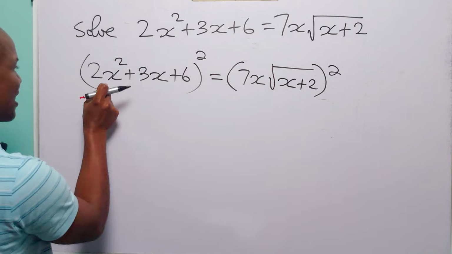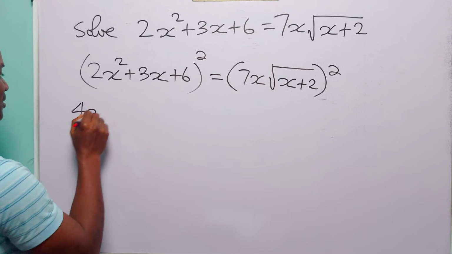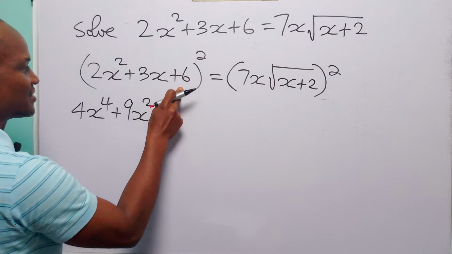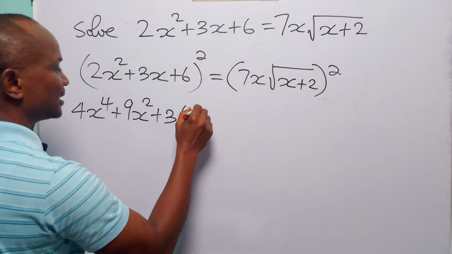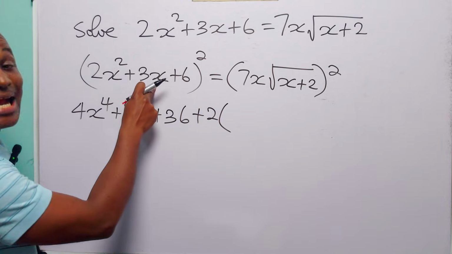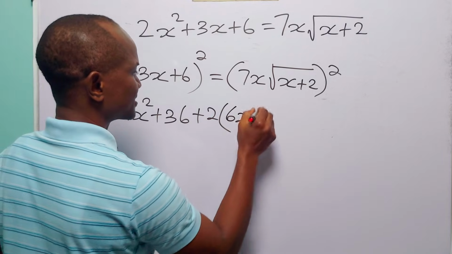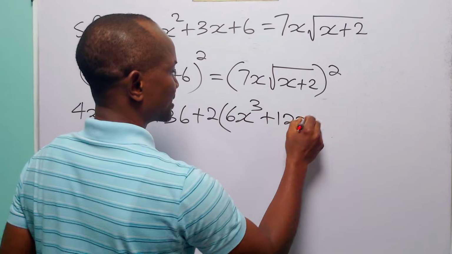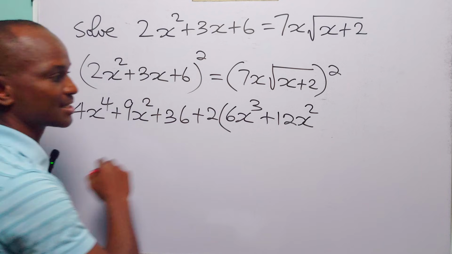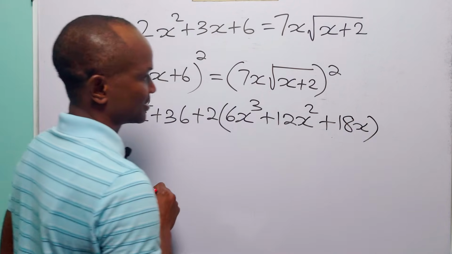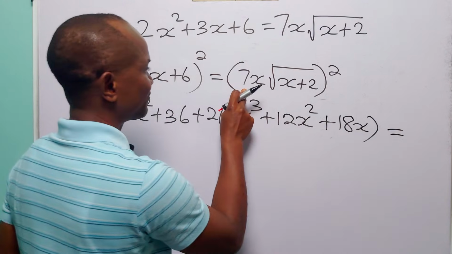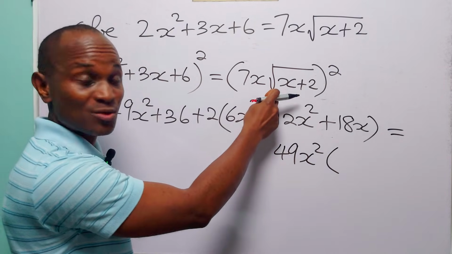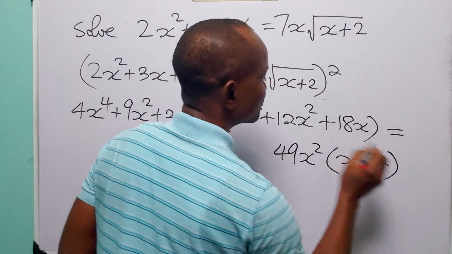When we expand this expression, we have 2x squared, which of course is 4x to the power 4. We have 3x squared, which is 9x squared. And we have 6 squared, which is 36. Then plus 2 times 2x squared times 3x. That is going to give us 6x cubed. 2x squared times 6 is going to give us 12x squared. Then 3x times 6 is going to give us 18x. And then when we expand this, we have 7x squared, which of course is equal to 49x squared, multiplied by the square of the square root of x plus 2, which is x plus 2.